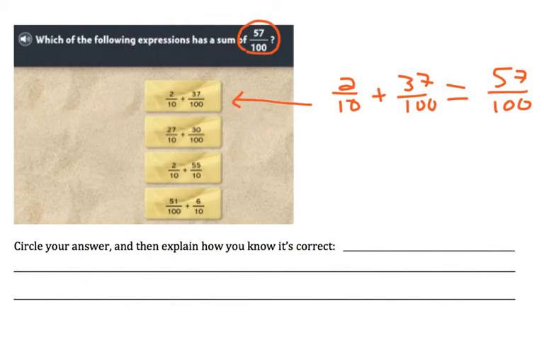And you could have taken this first one and just said, well, 2 dimes, that's the same as 20 pennies, or 2 tenths is the same as 20 hundredths, and that would add up to 57 hundredths.